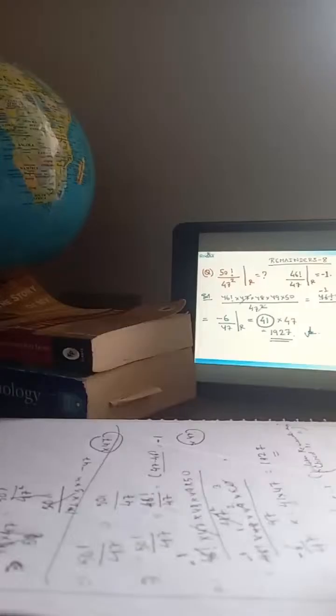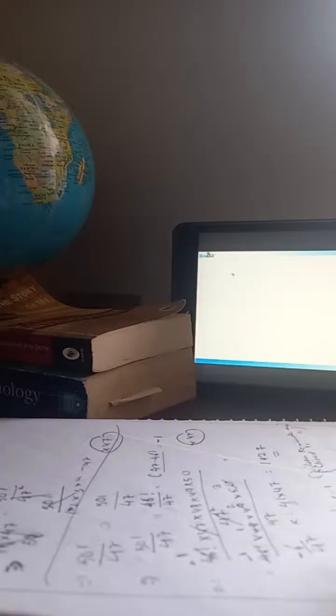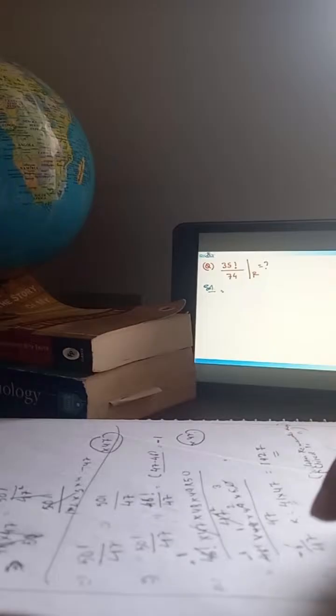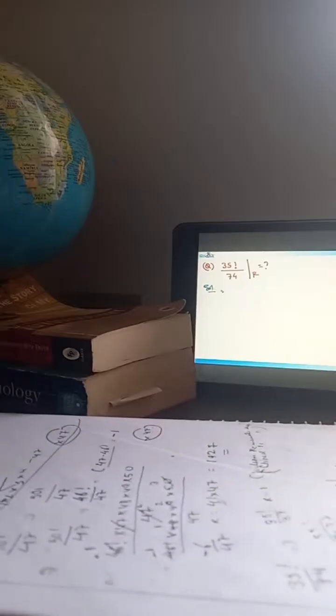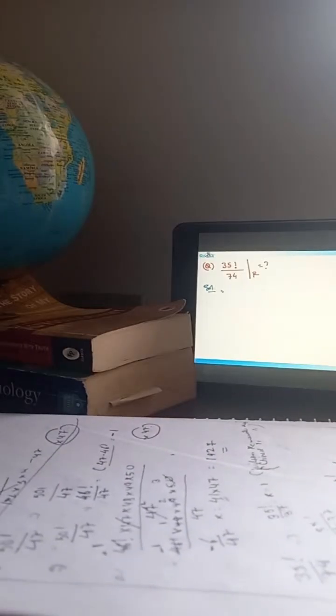Fine. Okay. Next question. 35 factorial by 74, what is the remainder? Now you have to observe this in this kind of question. It is a very easy question, but if you don't observe it, it becomes a very difficult question.